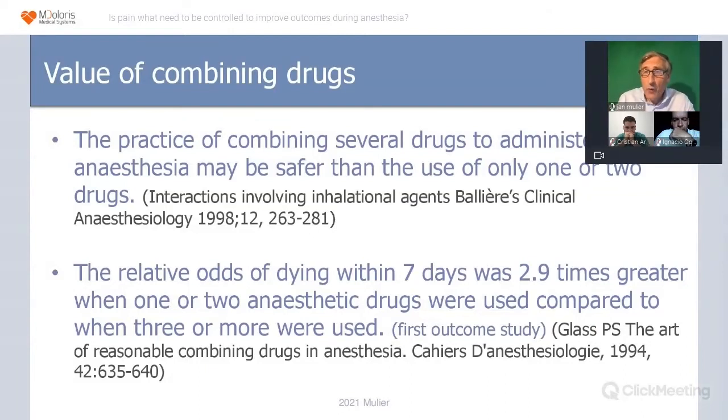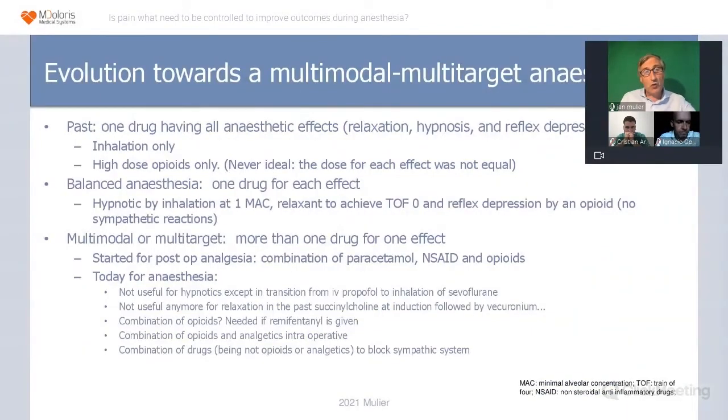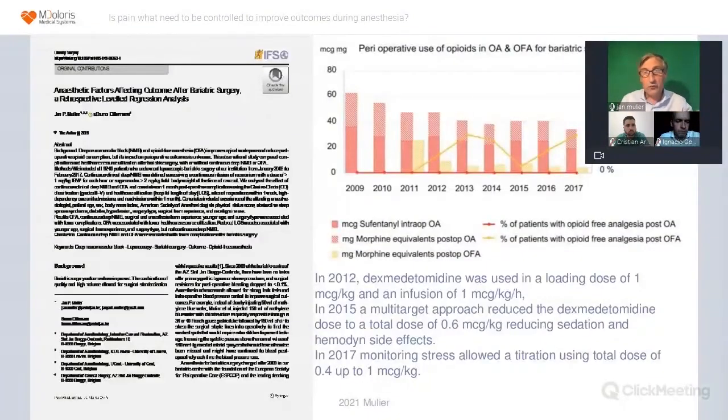So there's nothing wrong with trying to combine drugs also in the opioid-free approach and reduce the side effects of each one. So we are going from multimodal to multi-target. I must say in the past it was one drug having all anesthetic effects. Then we had the balanced anesthesia, one drug for each effect. We had then the multimodal, or better called multi-target, more than one drug for one effect. And so we focus on reflex depression, for which we are now using more than one drug to get there.